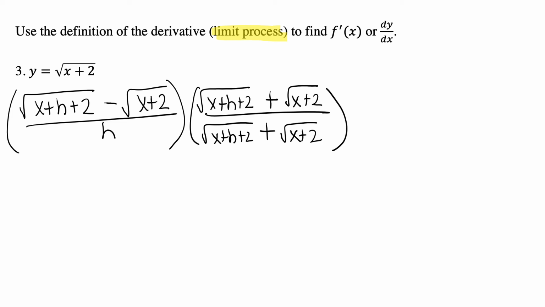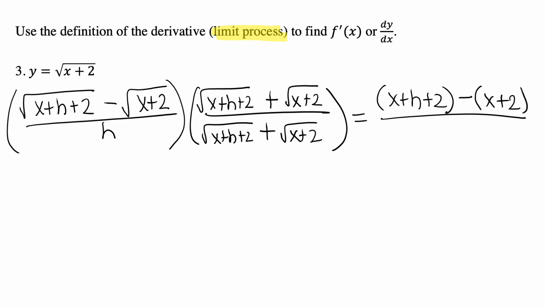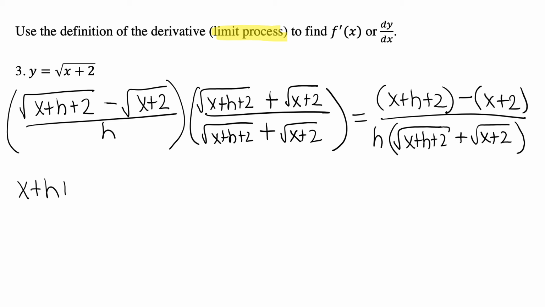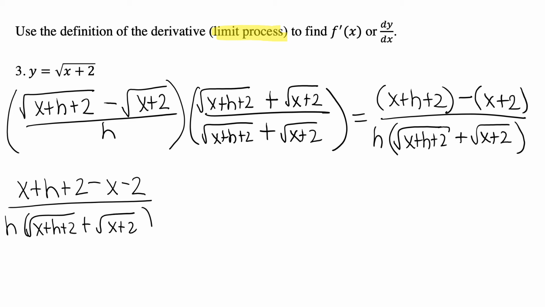Remember that in the numerator, you're creating a difference of squares, so what you get out is x plus h plus 2 minus x plus 2, because both of those quantities, when you square them, the square root goes away, over, and then our denominator is h times that whole quantity, square root of x plus h plus 2 plus square root of x plus 2. Distributing our negative, our numerator becomes x plus h plus 2 minus x minus 2 over that exciting denominator, h times square root of x plus h plus 2 plus square root of x plus 2.